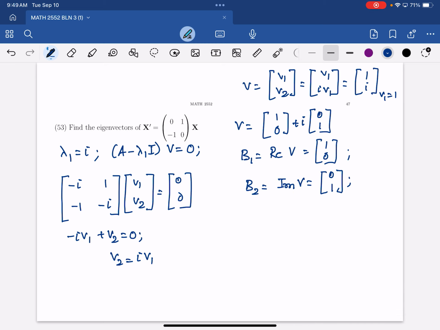Is that clear? Now, just a hypothetical question. If my lambda 2 is negative i, what do you think is going to be my eigenvector? Any guesses?